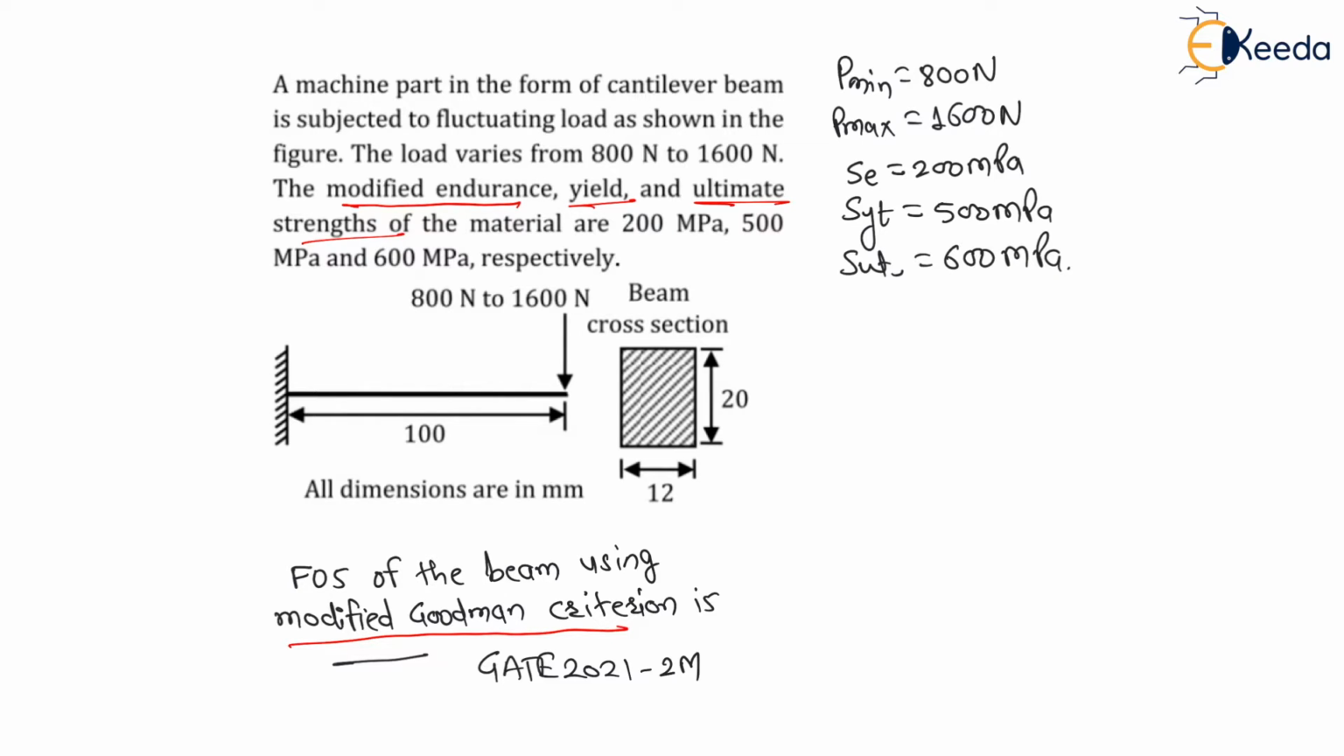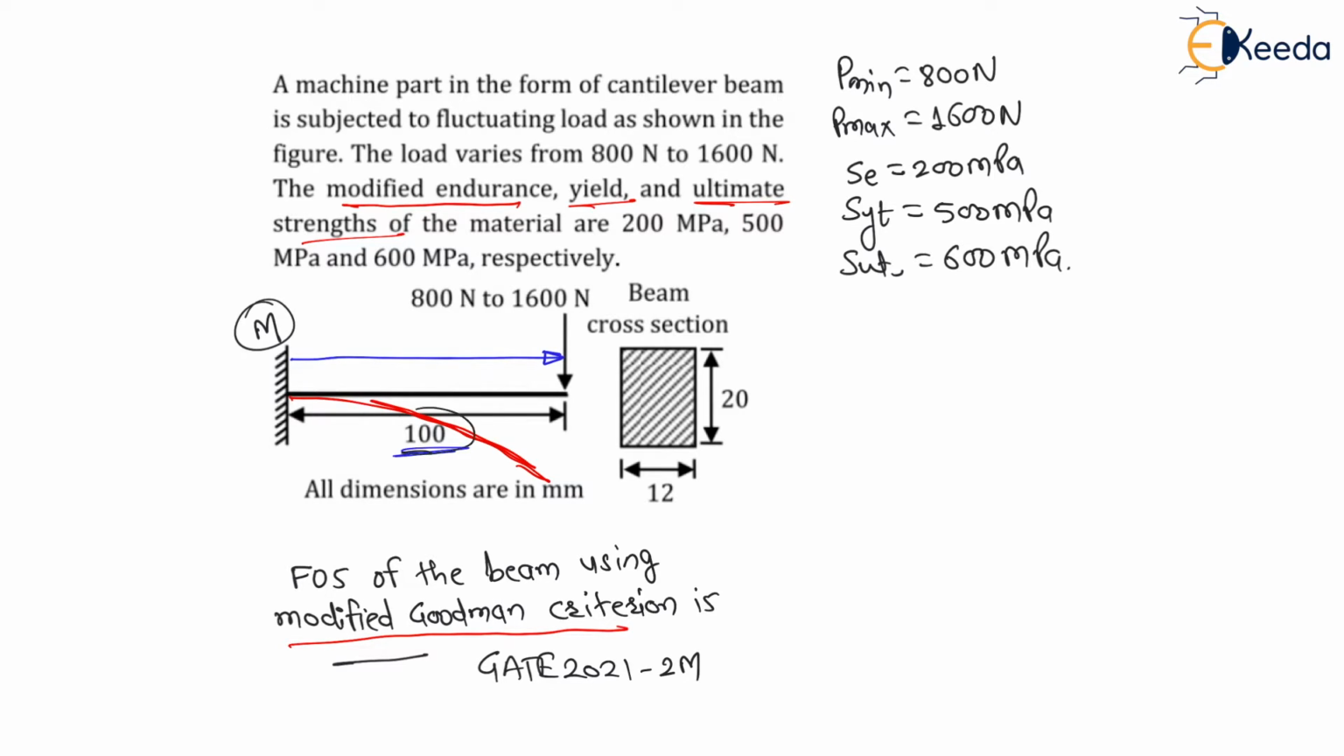So let us first find the maximum and minimum stresses, and after that find the mean stress and stress amplitude. Then we will use the equation of the modified Goodman diagram. Now my dear students, the maximum load and minimum load are given. This load is acting as a bending load at a distance of 100 mm. Because of this load, the beam will bend like this, and the maximum bending moment will be at the fixed end. Always the maximum bending moment is at a fixed end.